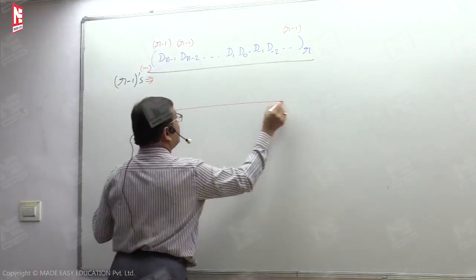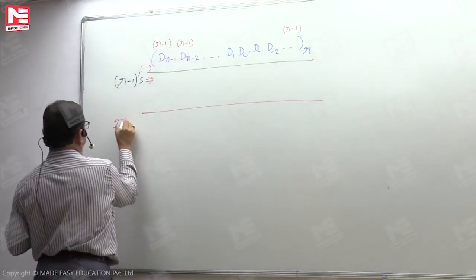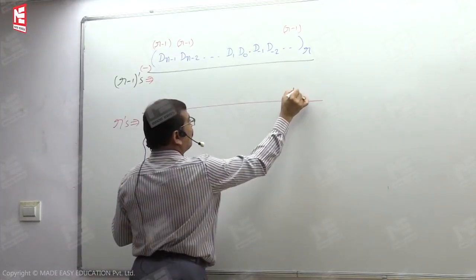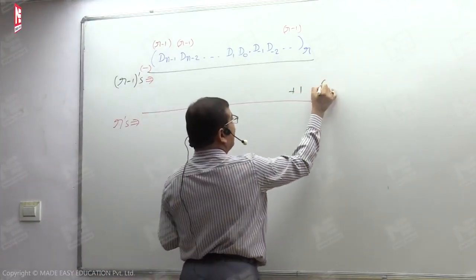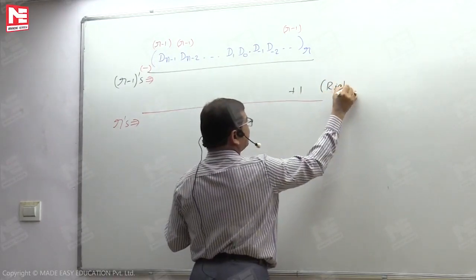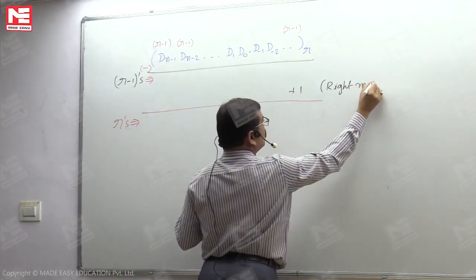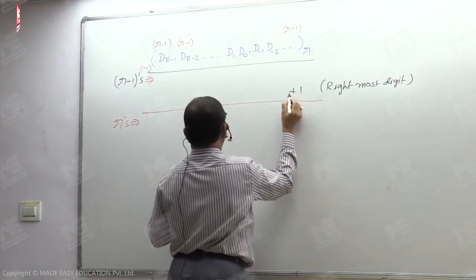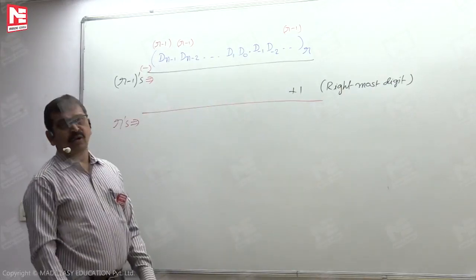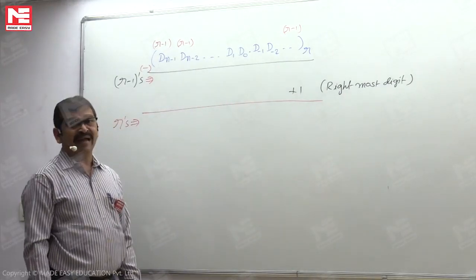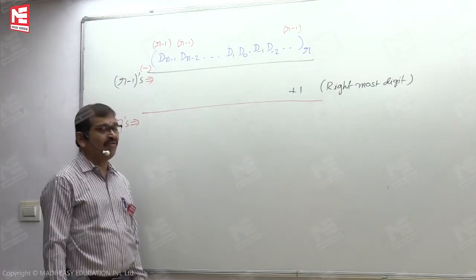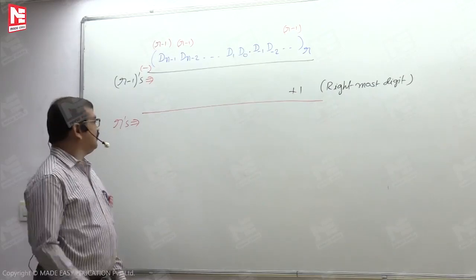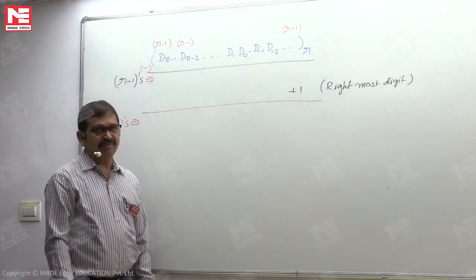To read r's complement of the given number, we are adding 1 to the rightmost digit of r minus 1's complement. To read r's complement of the given number, we are adding 1 to the rightmost digit of r minus 1's complement. With this, the result we are reading is r's complement.